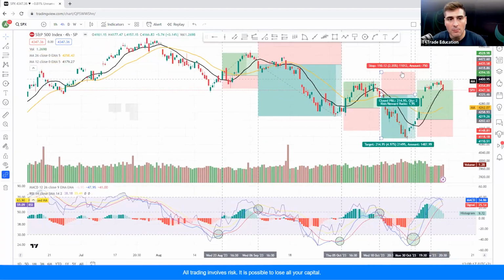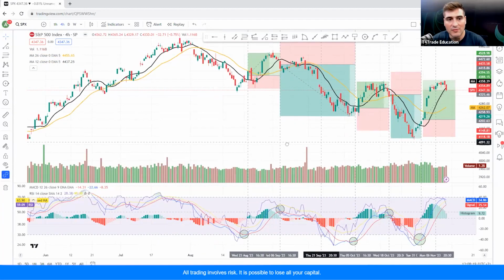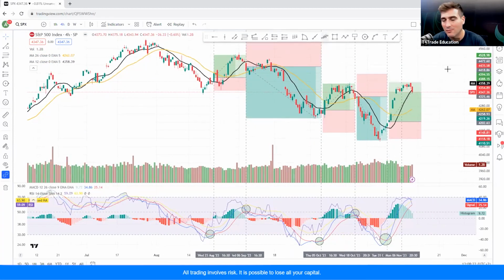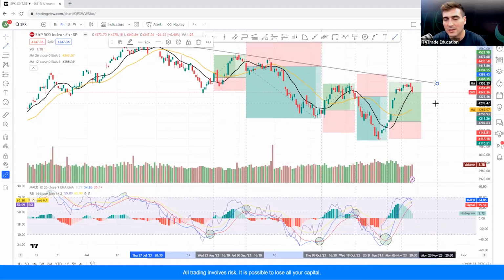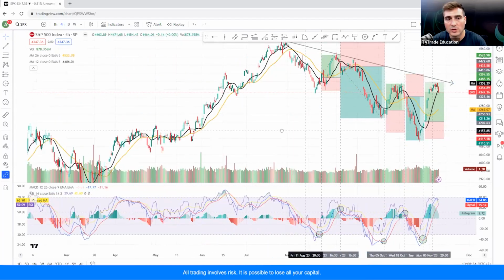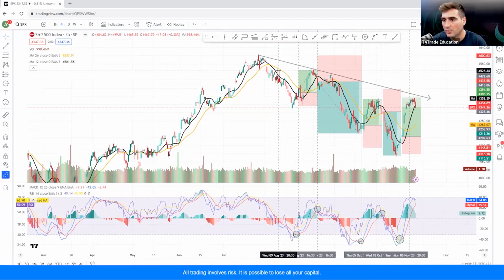Something else we failed to do since the beginning, hopefully you understand the whole example, is use other stuff on your chart. Let's see here, this is certainly giving you an indication of where the market is moving towards. So remember, using trend lines.